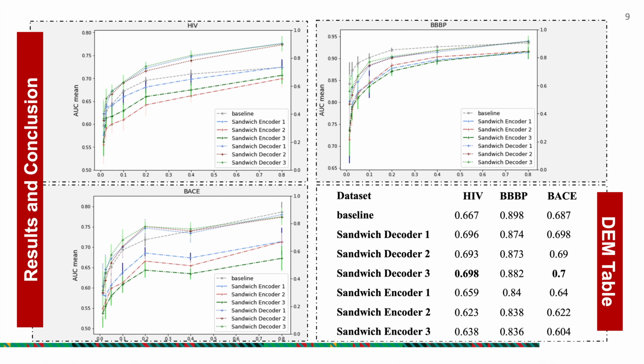And so our results are displayed here. On the y-axis for the 3 plots is the AUC mean, and the x-axis is the fraction of the dataset used for training. As you can see, the sandwich decoder coefficient 1, 2, and 3 models performed better than our baseline model for the HIV and BACE datasets, but all of our sandwich models performed worse for the blood-brain barrier dataset.